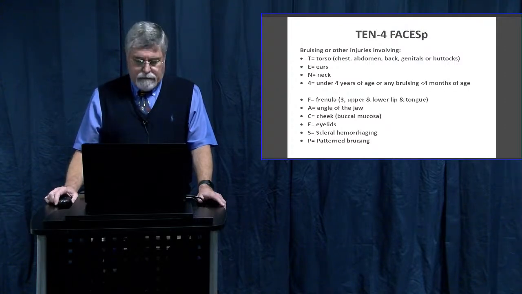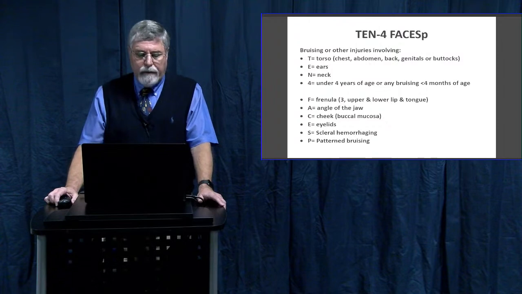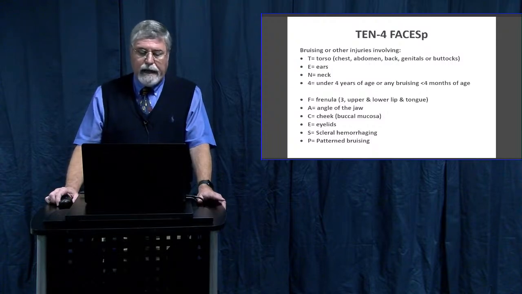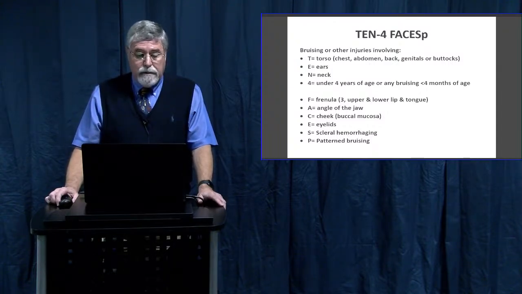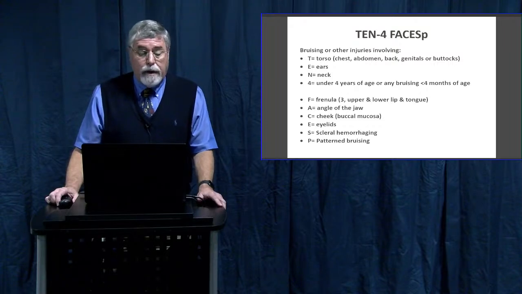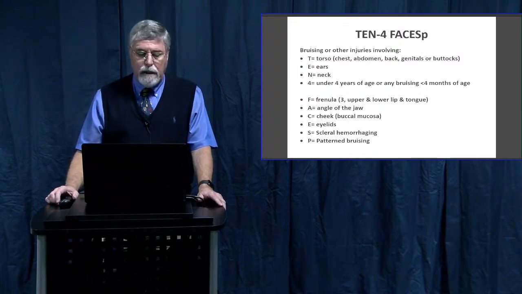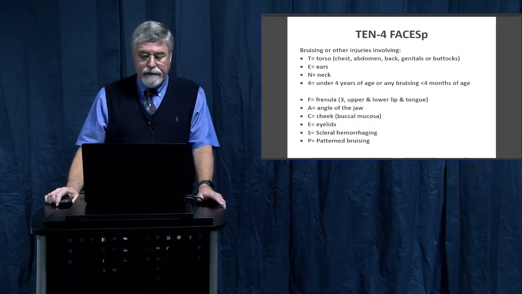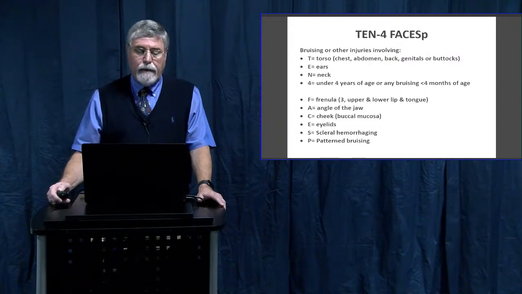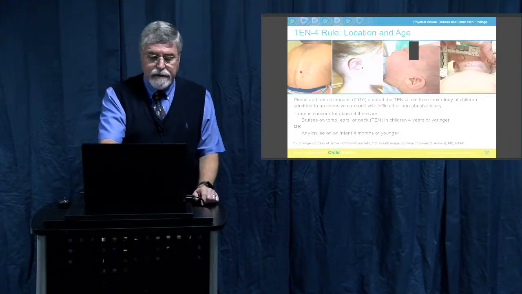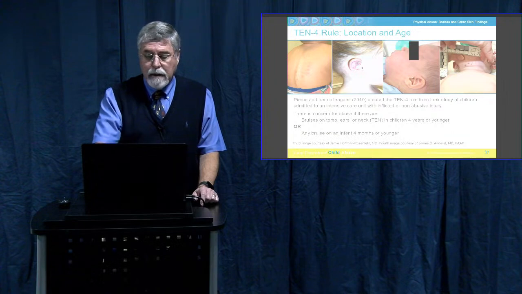There's a particular mnemonic that's been developed recently. It's called 10-4 faces P. The 10 stands for T for torso, so bruising of the chest, abdomen, back, buttocks, and then ears, neck, under 4 years of age, or any bruising under 4 months of age is concerning and worth considering and maybe doing a full workup. And then if you add in the frenula, tearing or injuries to the frenula of the upper and lower lips, or the tongue, angle of the jaw, the cheek, eyelids, scleral hemorrhaging, and then pattern bruising, all would be concerning.